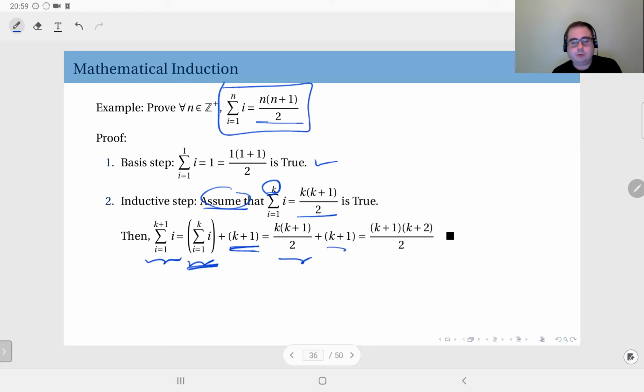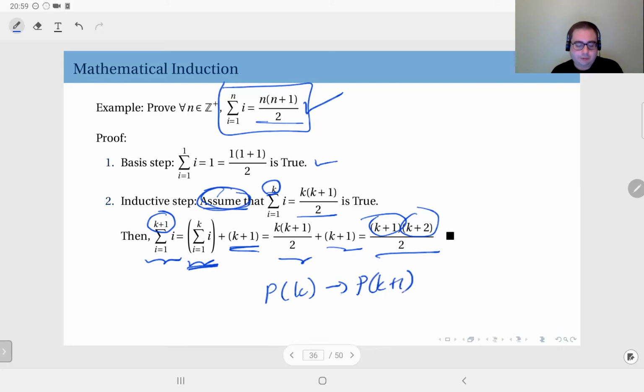If you add k plus 1 to it and arrange the terms, you obtain k plus 1 times k plus 2 divided by 2. Now, what is this? This is exactly this term here multiplied by that plus 1 divided by 2 as expected. Okay, so since based on this assumption, I can reach to this, meaning that P of k implies P of k plus 1, then, along with the basis step, I conclude that this formula is valid for all positive integers.